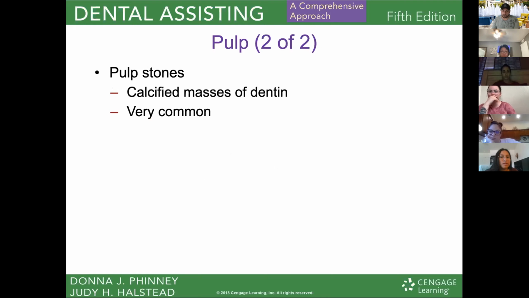Okay, so in the pulp, we can get things like pulp stones. These are calcified masses of dentin that get laid down in the middle of the pulp chamber. Those are very common. There's nothing really wrong with them. There's nothing much to say about them other than they can be there sometimes, and it's something that you'll see in an X-ray. They don't cause any sensitivity, and there's no reason to try to repair it. There's really nothing to repair.